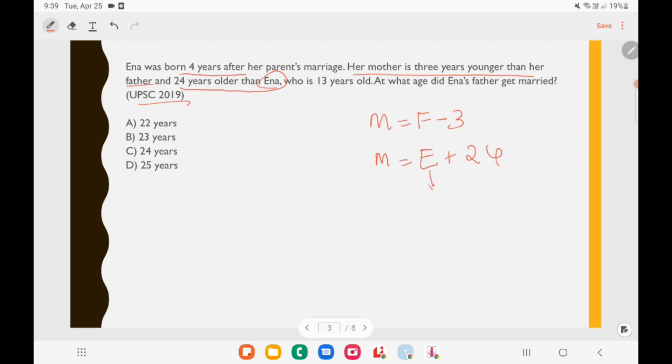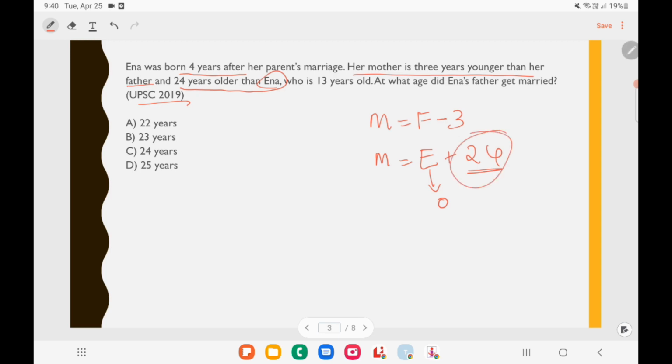So when Ina's age is 0, that is when Ina was born, her mother will be 24 years of age. This is actually very important. If you are given a statement like this, that the mother is 24 years older than Ina, it means that the mother gave birth at the age of 24, because at the age of 24, Ina's age will be 0. It is the year in which Ina was born. So her age will be 0 and her mother's age will be 24. This is actually very important.